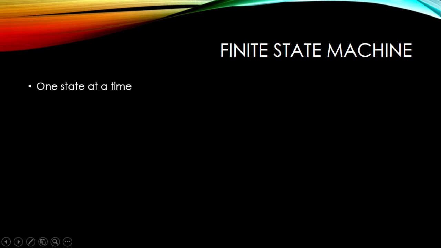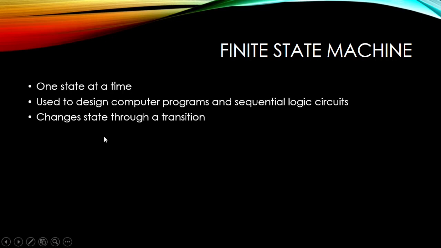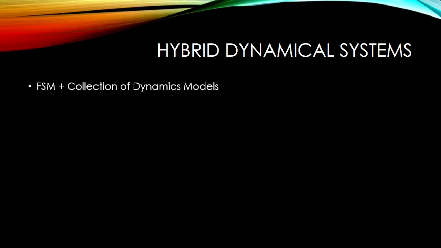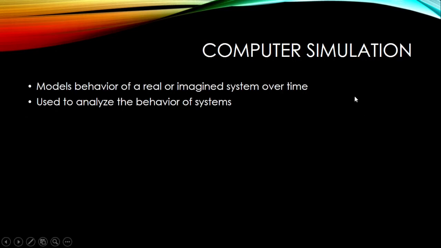Finite state machines are machines that can be at one state at a time. They're used to design computer programs and sequential logic circuits. They change state through a transition function. A hybrid dynamical system is a finite state machine plus a collection of dynamics models. So this is a simple hybrid dynamical system model. What is computer simulation? Computer simulation models the behavior of a real or imagined system over time, used to analyze the behavior of systems.